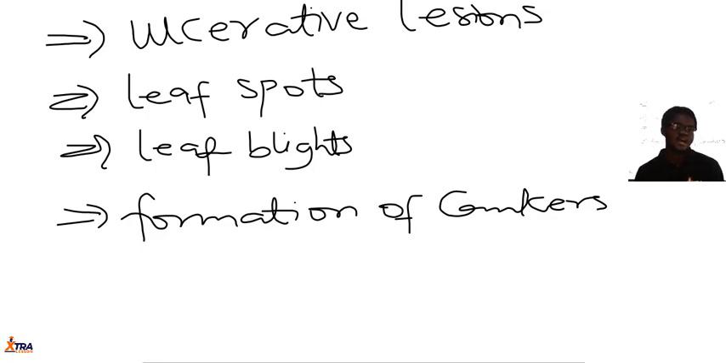So formation of cankers, you also find it with the fungi as well, together with the wilting of the leaves and stem, together with the ulcerative lesions, together with the leaf spot. So you find that in fungal infections.